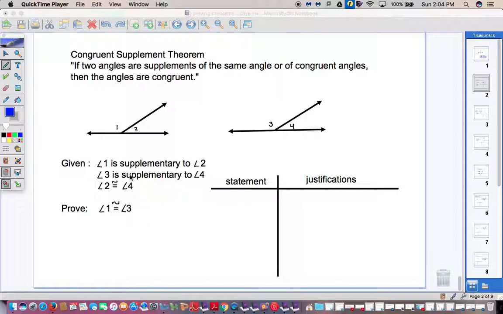So here we're given that angle 1 is supplementary to angle 2, and angle 3 is supplementary to angle 4. We're also told that angle 2 is congruent to angle 4. We're asked to prove that angle 1 is congruent to angle 3. We're going to start by writing down our given statements. Our first given statement is that angle 1 is supplementary to angle 2.